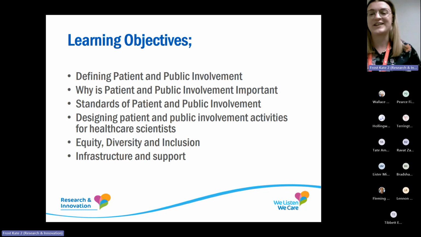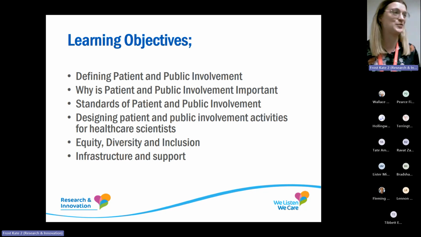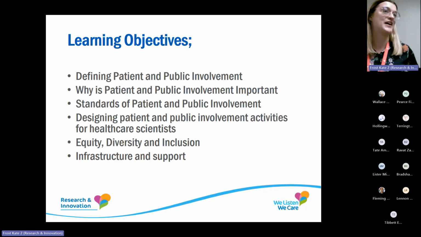We're going to have a quick look at the standards of patient-public involvement, from both a national and local perspective. And of course, we do have local standard operating procedures, templates, guidance, and processes for you that I will share at the very end of today's session.